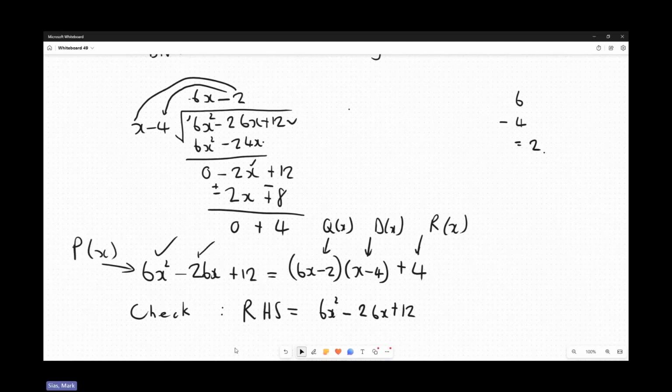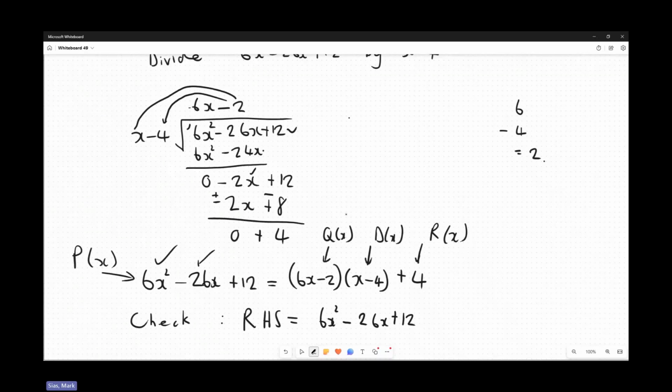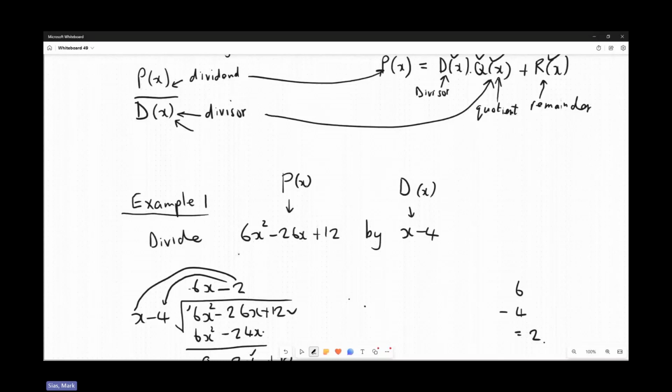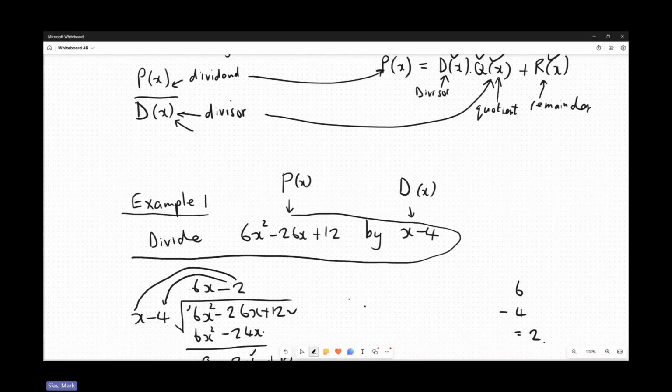Okay, let me just see the comments in the chat, and then I'm happy to do another example. Right, good, great. Oh, the question, Nkunu Bongwe, the question was this. It's an example. It asks you to divide that polynomial by that divisor function: divide 6x squared minus 26x plus 12 by x minus 4.